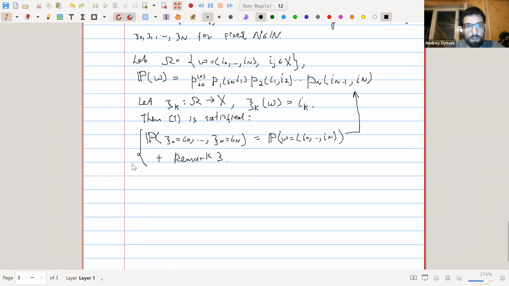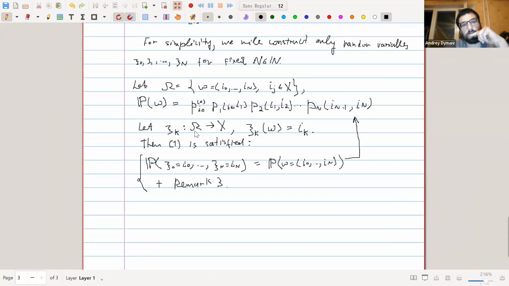Very nice. So should we check anything else or not, or is it okay? Now look, now we have a probability space, a set of elementary events, a probability. We've constructed random variables such that they satisfy the required relation, such that they satisfy the definition too.